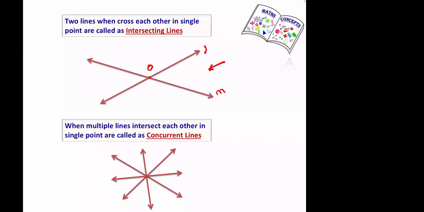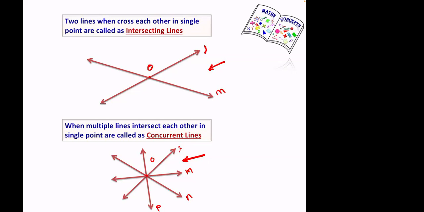And here, in this figure, there are multiple lines and they are all crossing at a single point. This is point O. There are how many? L, M, N, and say P. These four lines are crossing each other at a single point. These are called concurrent lines. They have the same point of intersection. All of them are intersecting at a single point. They are called concurrent lines.